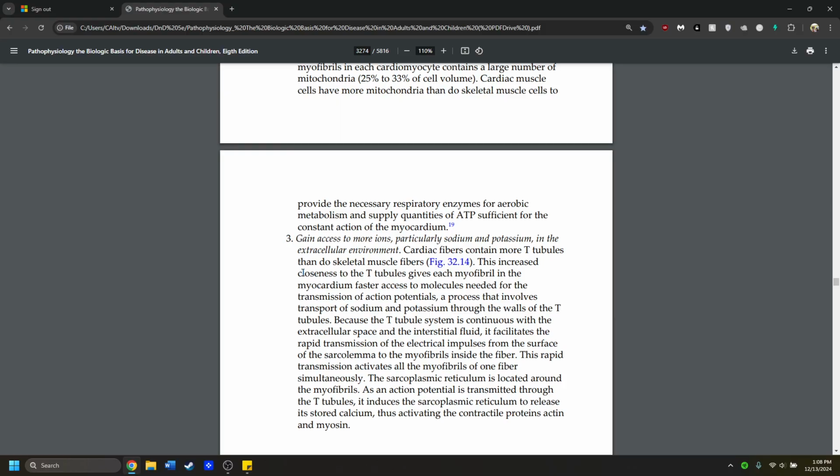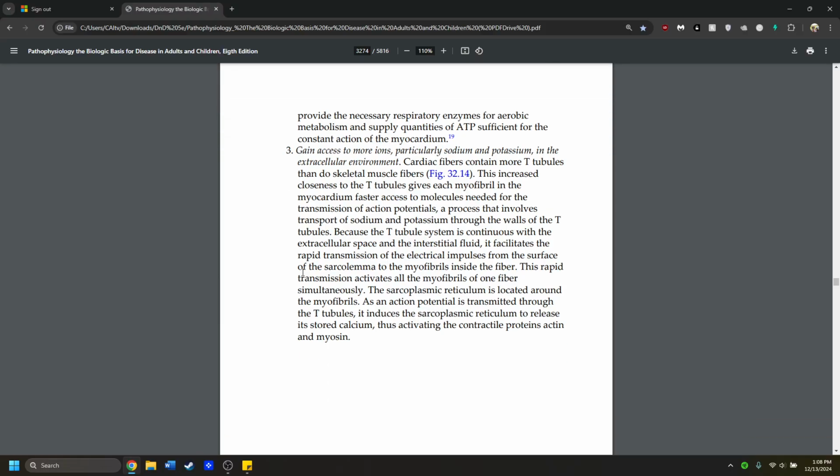This rapid transmission activates all of the myofibrils of one fiber simultaneously. The sarcoplasmic reticulum is located around the myofibrils. As an action potential is transmitted through the T-tubules, it induces the sarcoplasmic reticulum to release its stored calcium, thus activating the contractile proteins, actin and myosin.